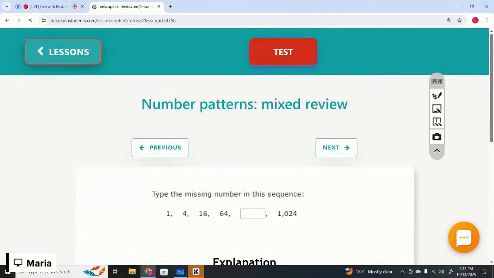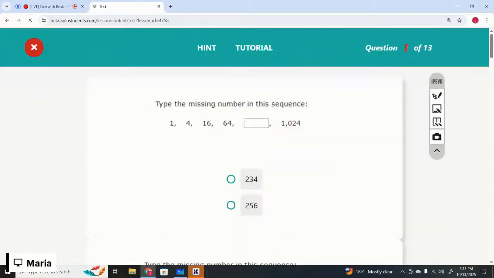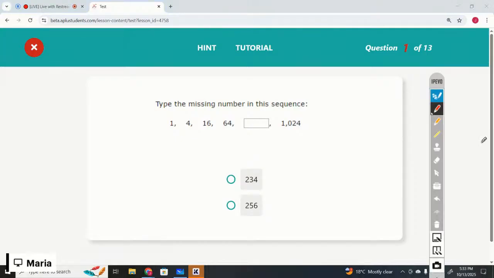Number patterns mixed review. I'm going to start with the test questions. Type the missing number in this sequence: 1, 4, 16, the missing number, and 1024.